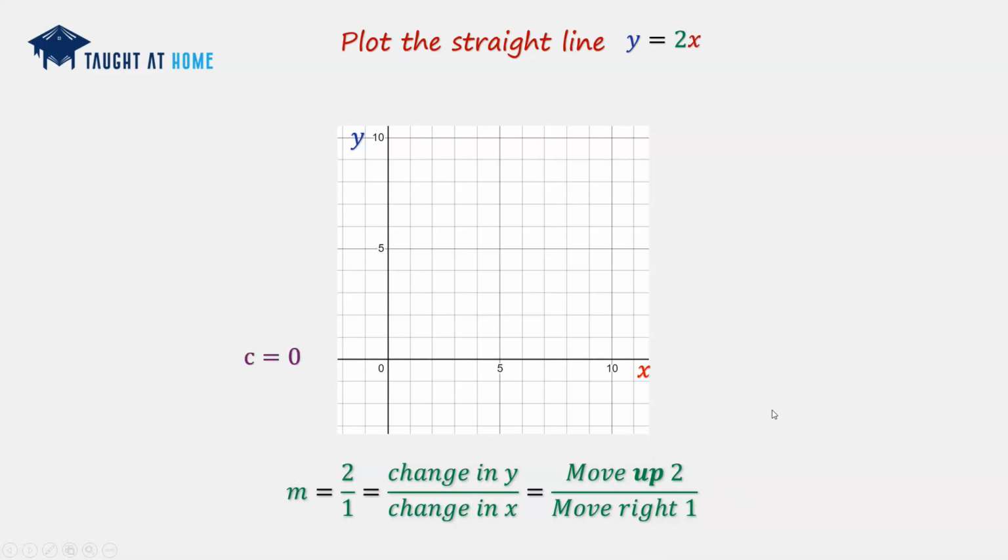Because c is 0, we're going to start at the origin, and then we're going to move up 2, and move to the right 1. Move up 2, move to the right 1, and so on, until we've got enough points, and we can go this direction as well. Then we're going to connect these points up. And every single set of coordinates on this line will satisfy this equation.